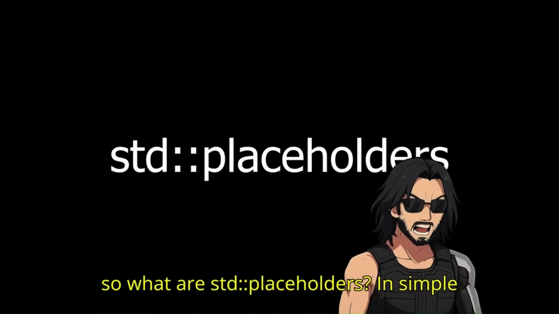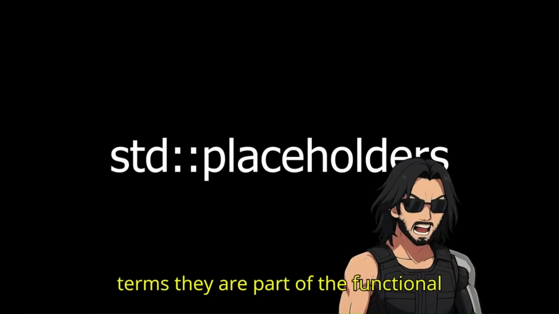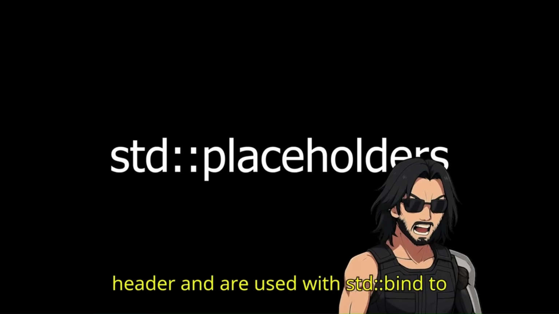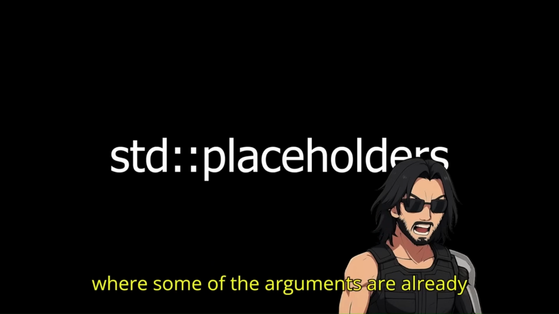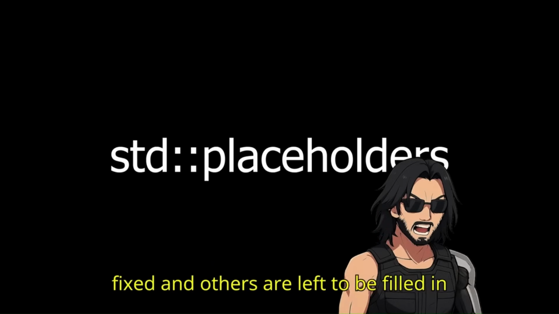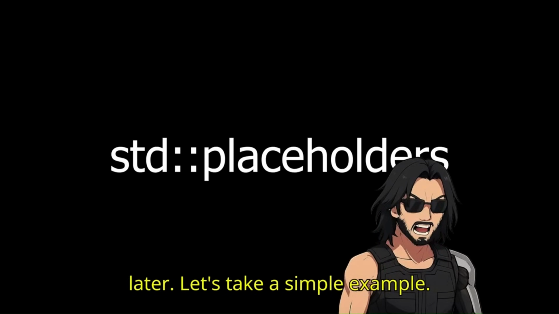Alright, so what are std::placeholders? In simple terms, they are part of the functional header and are used with std::bind to create function wrappers. Kind of like pre-configured versions of functions where some of the arguments are already fixed and others are left to be filled in later. Let's take a simple example.